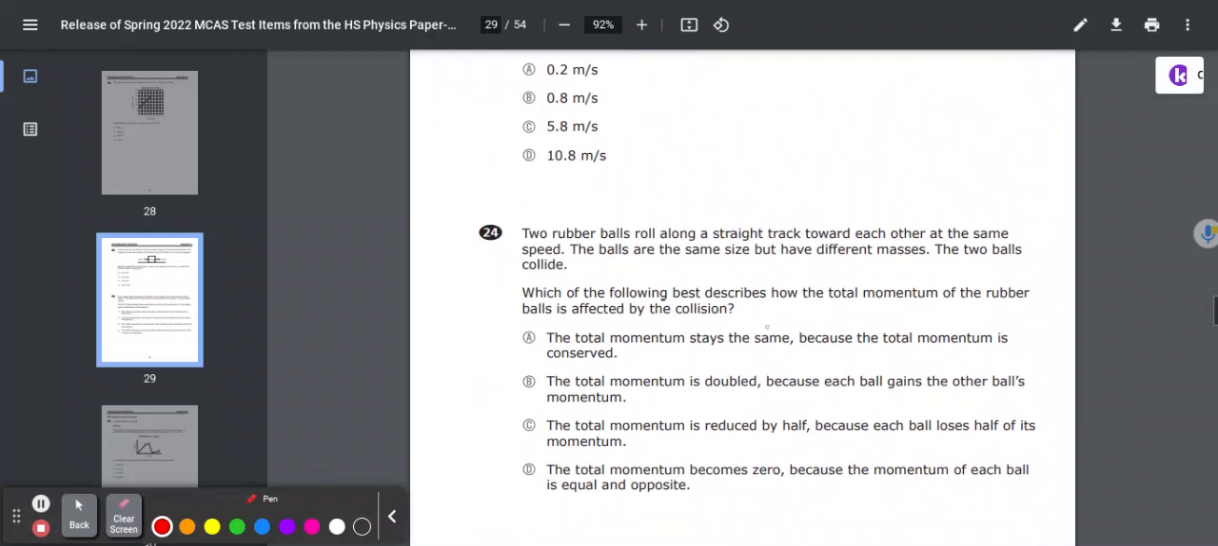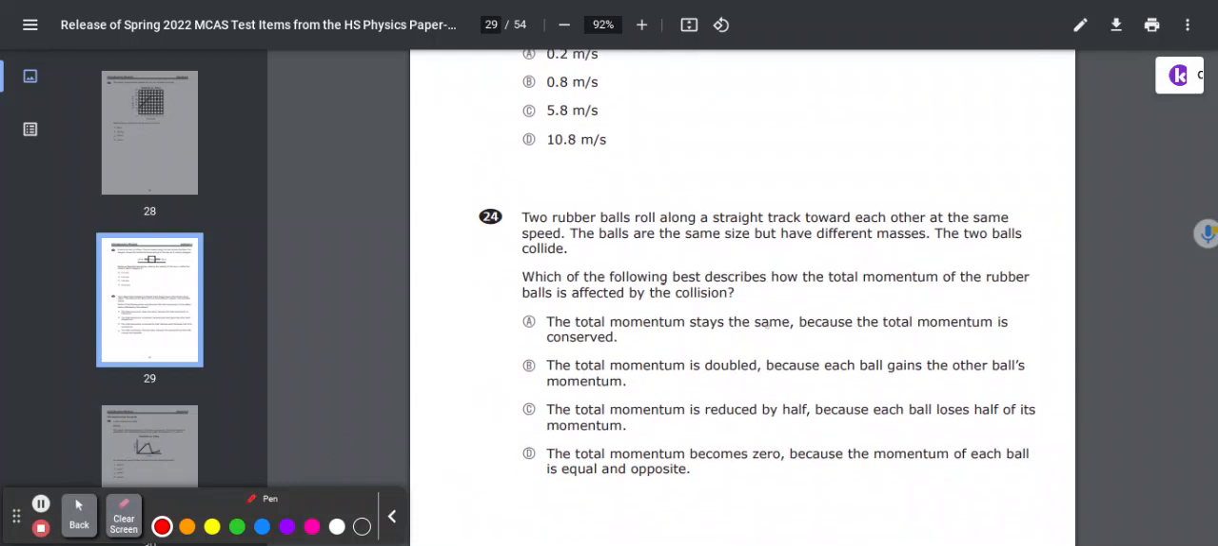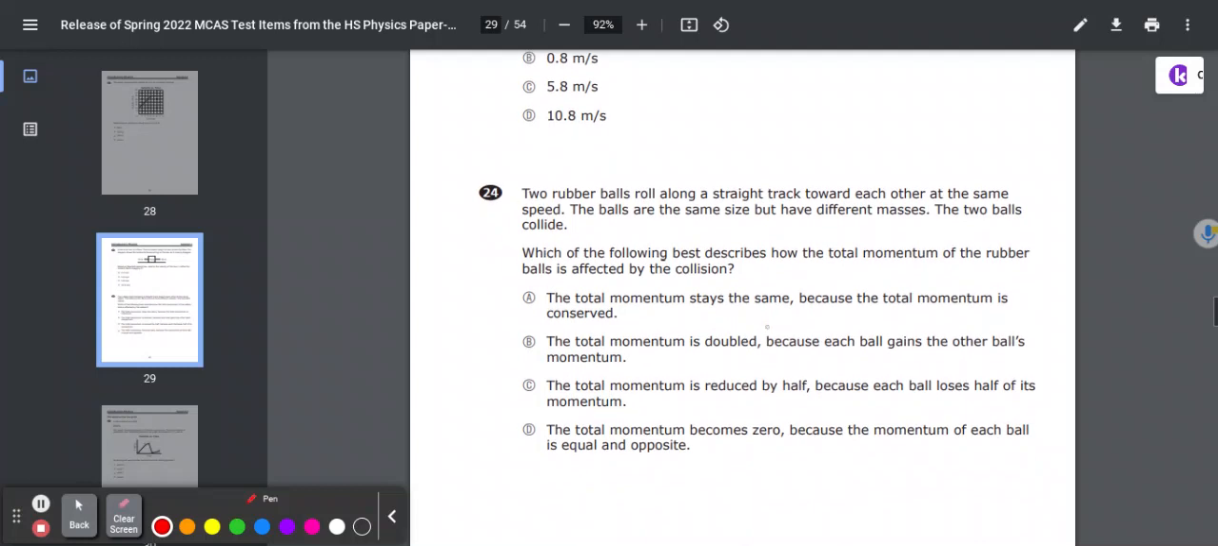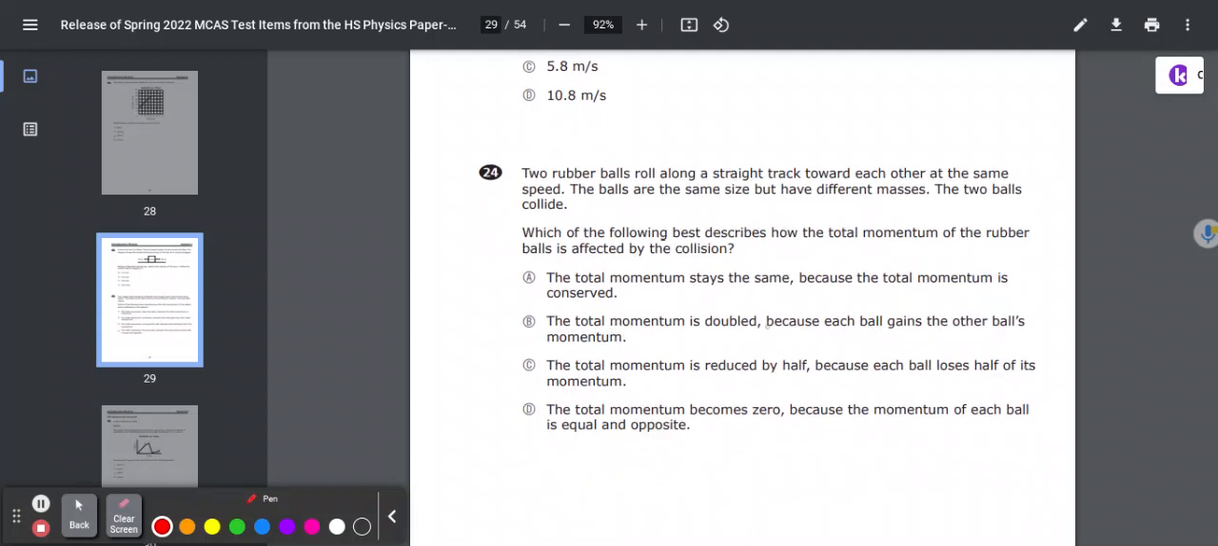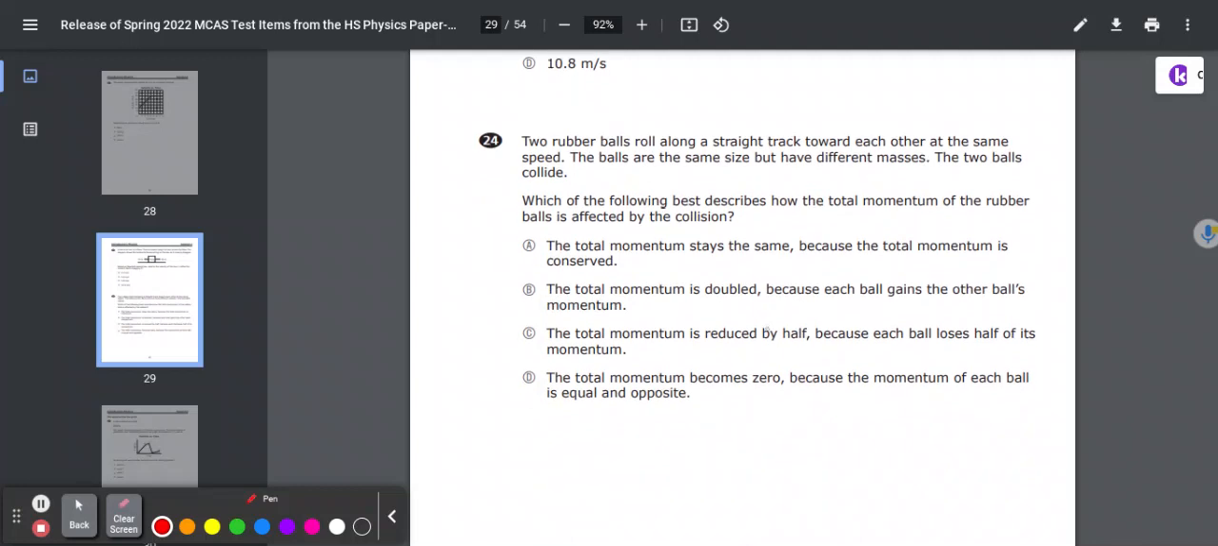24. Two rubber balls roll along a straight track towards each other at the same speed. The balls are the same size but have different masses. The two balls collide. Which of the following best describes the total momentum? There's no outside force. It's a closed system. Momentum is conserved, so no question. Answer choice A.